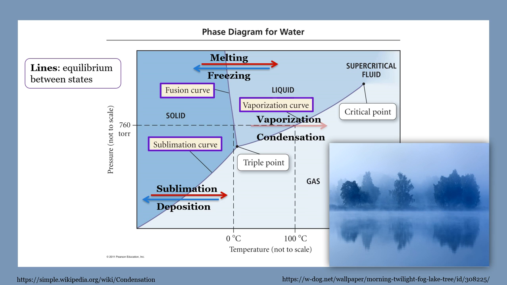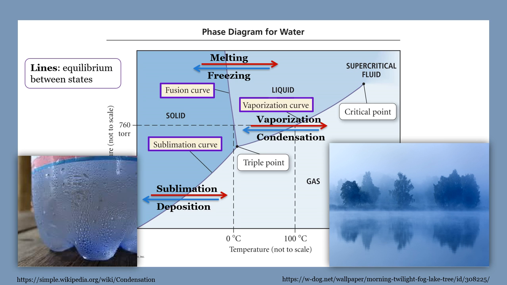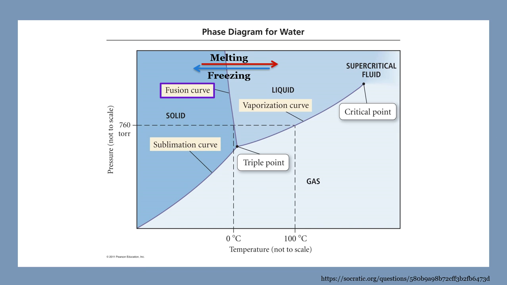Adding heat to liquid water at a certain pressure will cause it to vaporize, like you see here above this foggy lake. If you remove heat from gas phase water, you'll see the water condense to the liquid phase. If you've ever taken a cold drink out of the refrigerator on a warm day, when that drink begins to sweat, it's actually the atmospheric water condensing on the cooler surface.